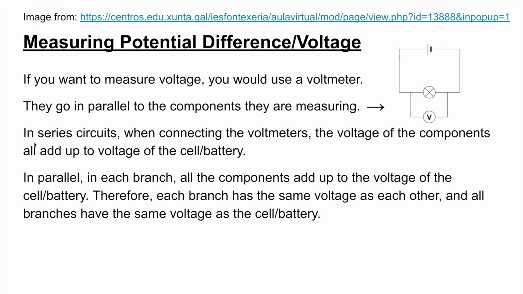In series circuits, when connecting the voltmeters, the voltage of the components all add up to the voltage of the cell or battery. In parallel, in each branch, all the components add up to the voltage of the cell or battery. Therefore, each branch has the same voltage as each other, and all branches have the same voltage as the cell or battery.